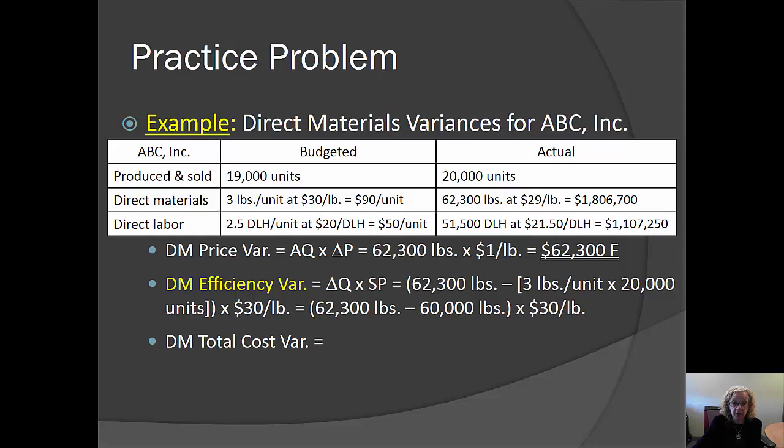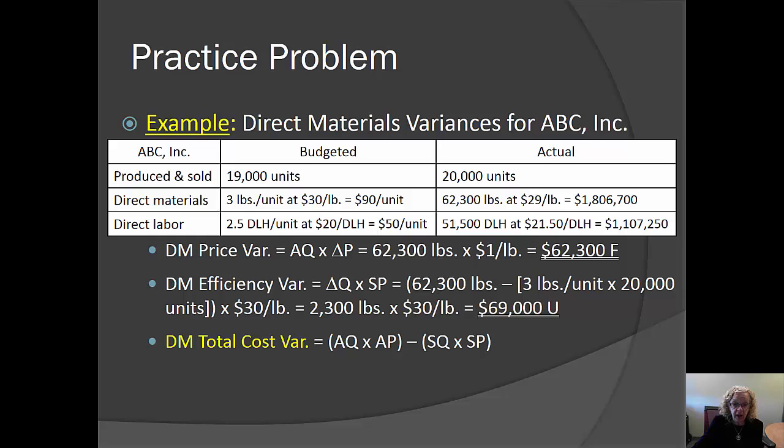So if we actually used 62,300 pounds, but we expected to use only 60,000 pounds, at a standard price of $30 per pound, that tells us that we spent an additional $69,000. The total flexible budget variance for materials can be figured out in two ways.